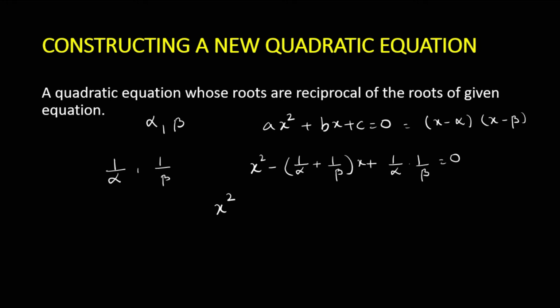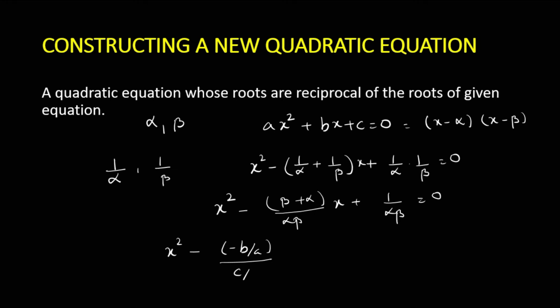So we can write here x square minus, we take the LCM, that is alpha beta, so in the numerator we have beta plus alpha, into x plus 1 over alpha beta, equal to 0. So putting the value of alpha plus beta and alpha beta, we can write x square minus, alpha plus beta is minus b over a, so we can write minus b over a, and alpha beta is c over a, so we can write c over a, plus 1 over alpha beta is 1 over c over a.